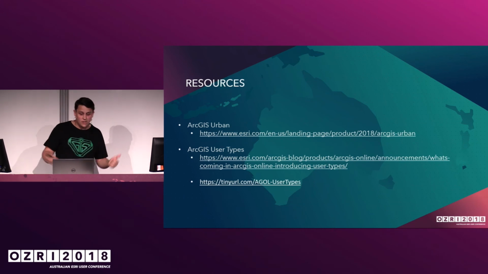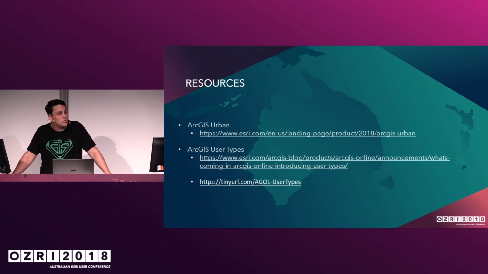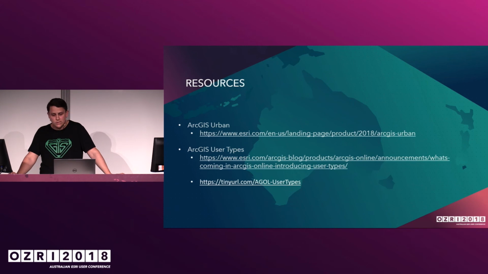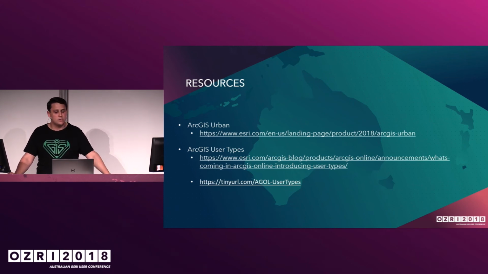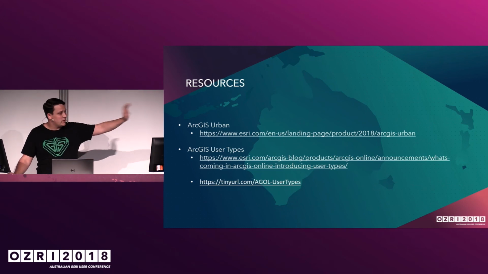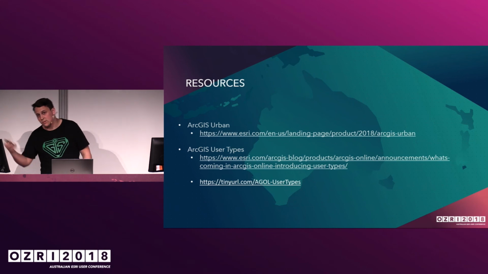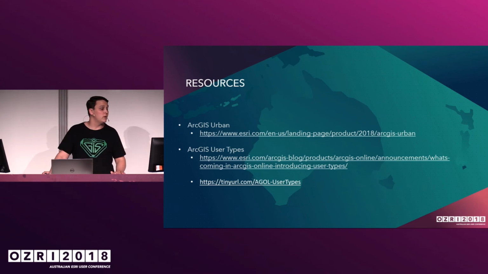Some resources: ArcGIS Urban's landing page, I recommend going in there. Brooks Patrick has a video on there if you want to have a look at Urban in a little bit more detail. And then ArcGIS user types. So last Tuesday, I think it was, Esri released a blog publicly going through ArcGIS user types. That is the URL there. Down the bottom, I've shortened it for you, so tinyurl.com/agol-user types. Have a read of it, ask us questions out in the breakaway area as well.